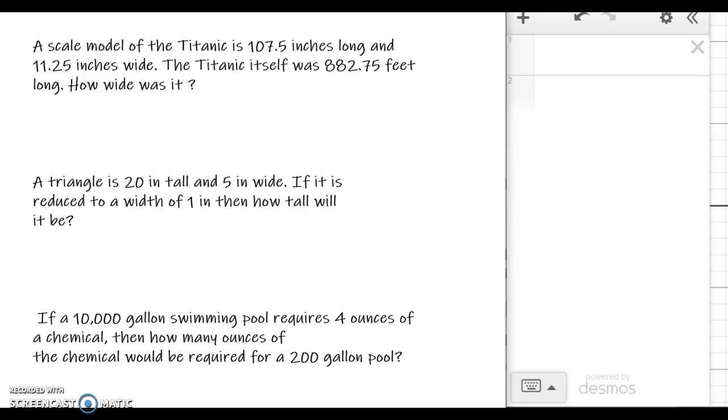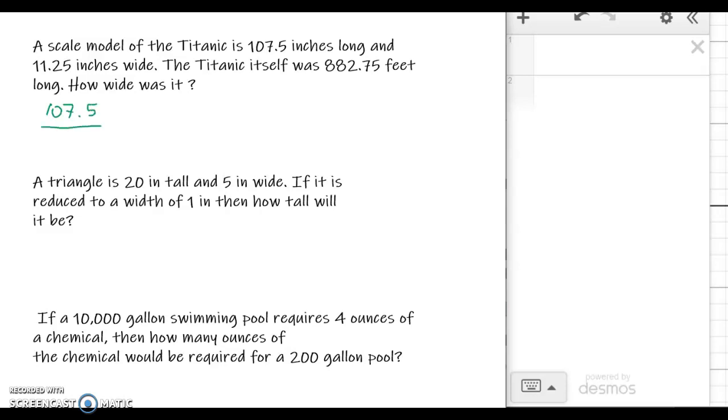The Titanic itself was 882.75 feet long. How wide was it? So what I have here, I've got two different things to look at. We've got scale model versus the actual size, and then we've got the length and the width. So I'm going to set this up by first looking at the scale model.